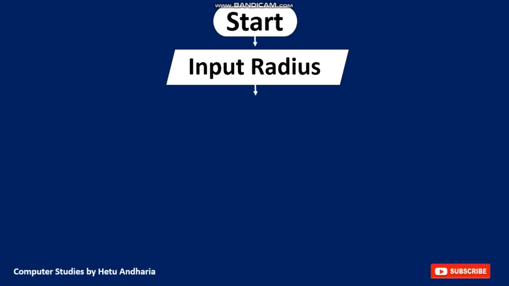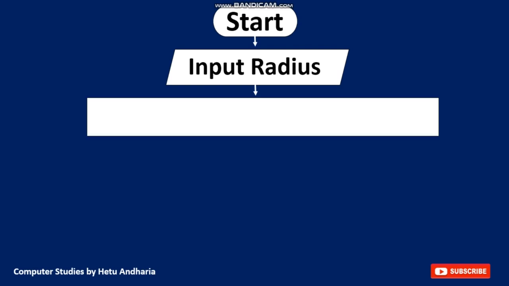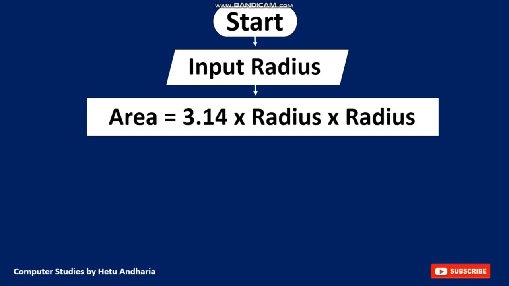Next you will have to do the process of calculating. Either you can first calculate the circumference or you can calculate the area, whatever. For the process symbol you have to use this rectangular shape. So here we calculate area. What is the formula of area? Area is equal to 3.14 into radius into radius, that is 3.14 into r square. It could be written that way also. Am I right? Fine. So here you will have to write it like this.